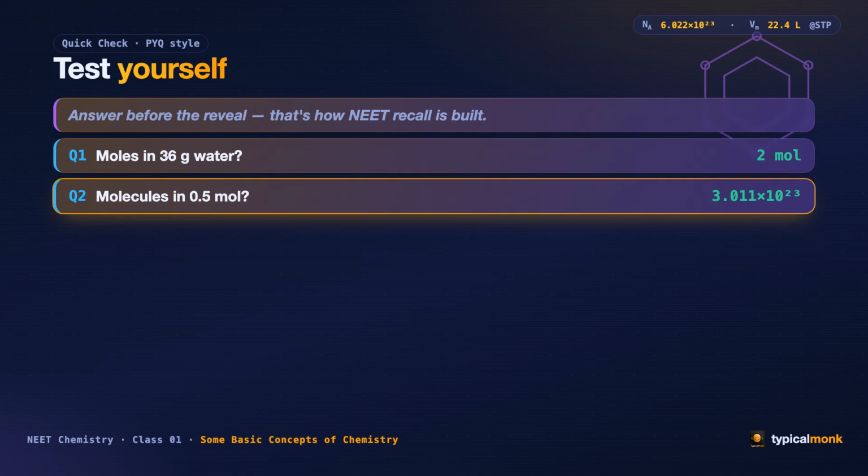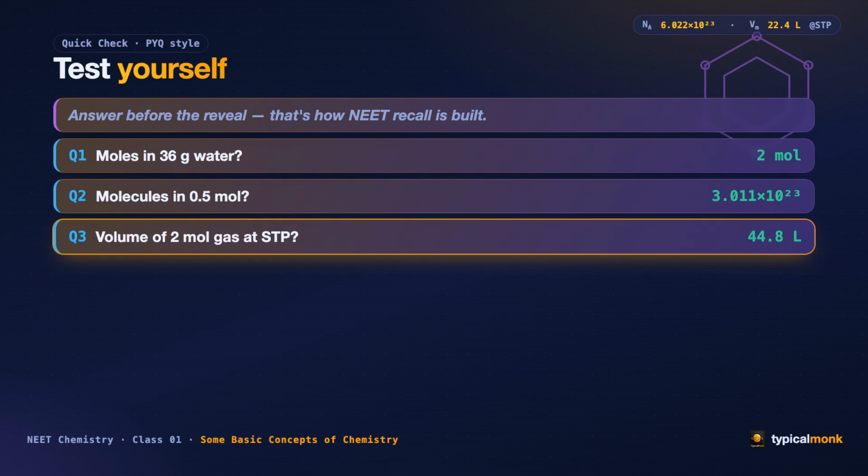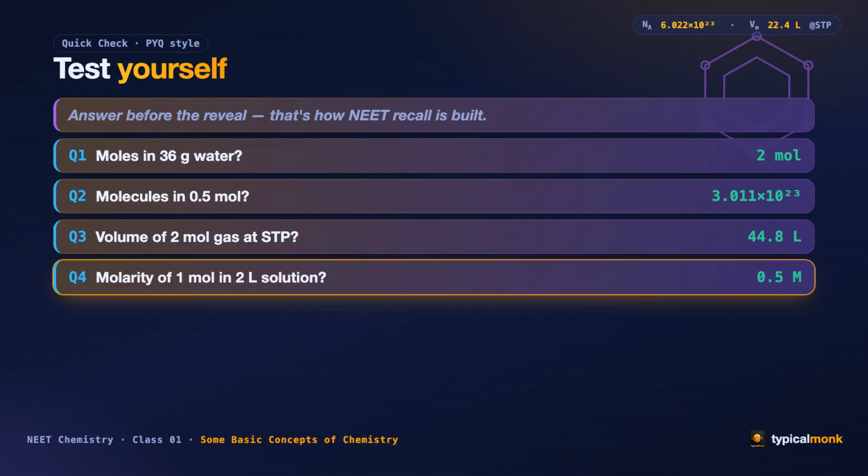Question 2. How many molecules are there in half a mole? Half of Avogadro's number, 3.01 × 10^23. Question 3. What volume do 2 moles of any gas occupy at standard temperature and pressure? 2 times 22.4, 44.8 liters. Question 4. 1 mole of solute is dissolved in 2 liters of solution. What is the molarity? 1 divided by 2, 0.5 molar.